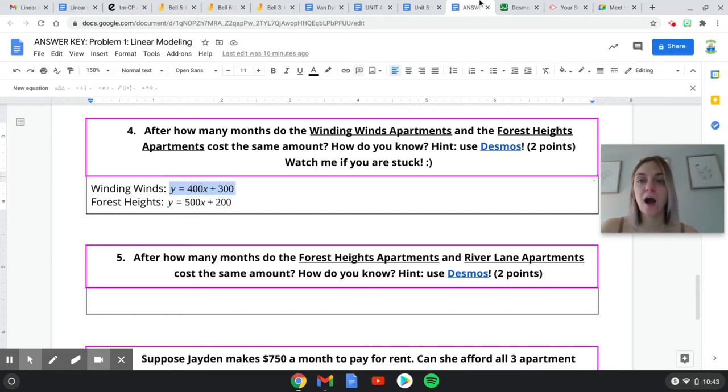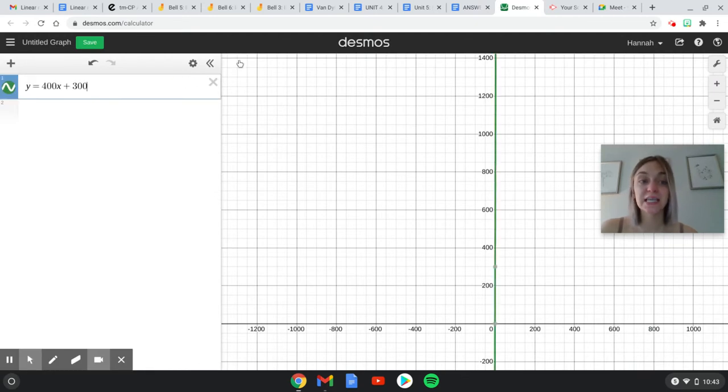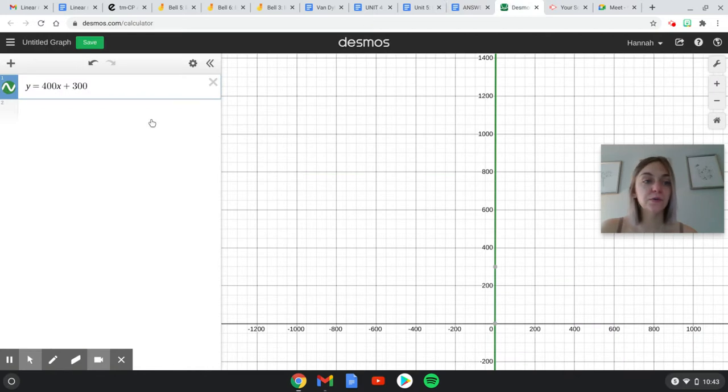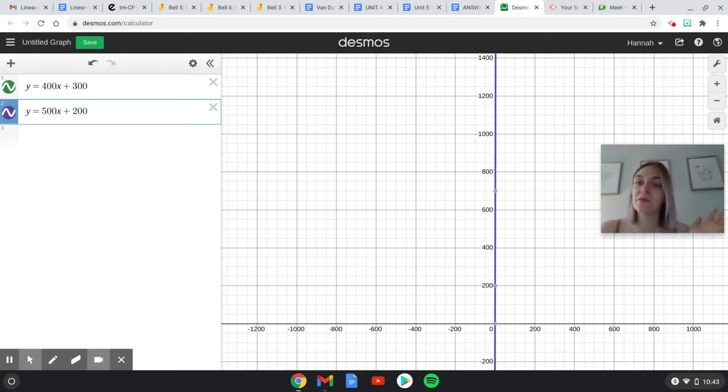So all I'm going to do is copy and paste these 2 equations into Desmos. Pause your video if you need to get these 2 equations down. You might have to zoom out a little bit. You might have to zoom in a little bit, but make sure your lines look something like this, and you're going to have 3 dots here.